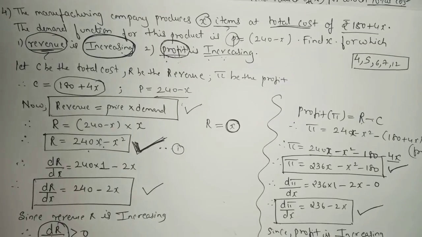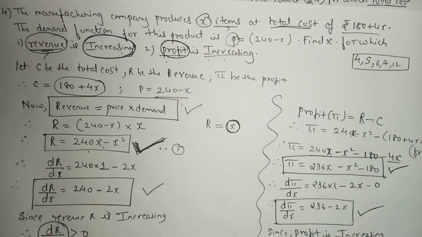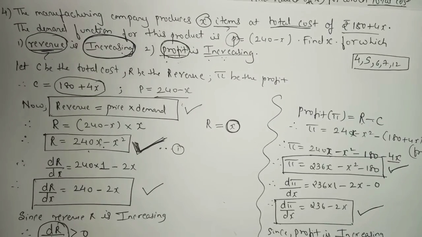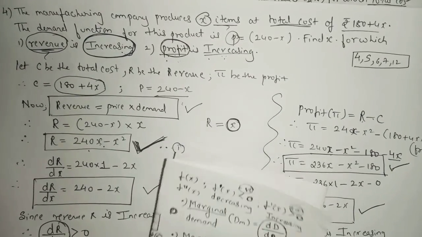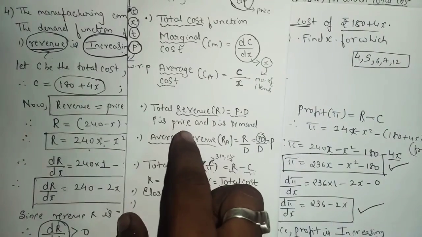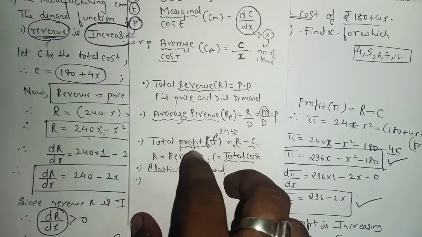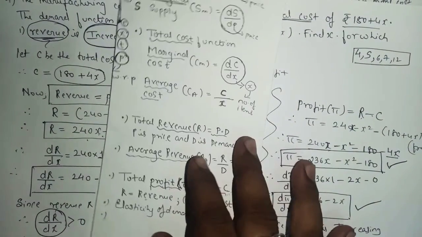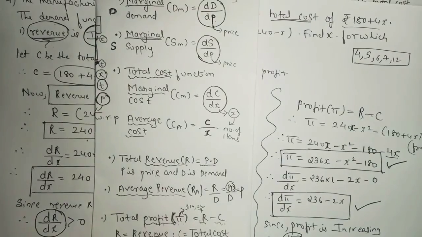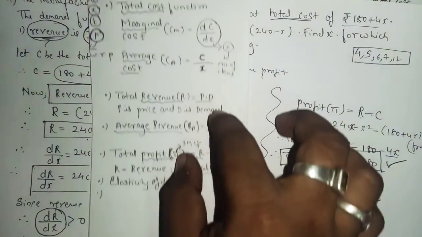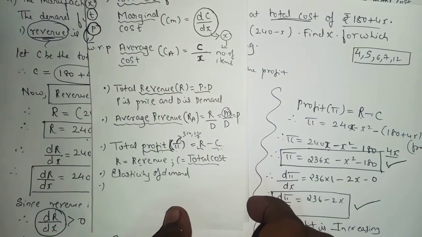I hope you all understood all the things which I explained in today's lecture. Today's lecture we started with exercise number 4.4, and as I told, it is based on increasing and decreasing functions, but there were lots of formulas which you have to remember, like marginal demand, marginal supply, total cost, revenue and profit. And there is one more formula, that is elasticity of demand, which we will see afterwards. Today we covered the sums based on cost, revenue and profit. In the next lecture we'll cover the sums based on elasticity of demand.